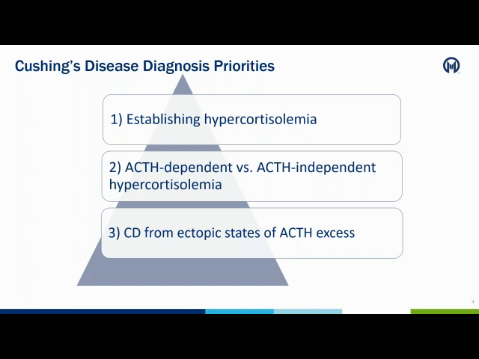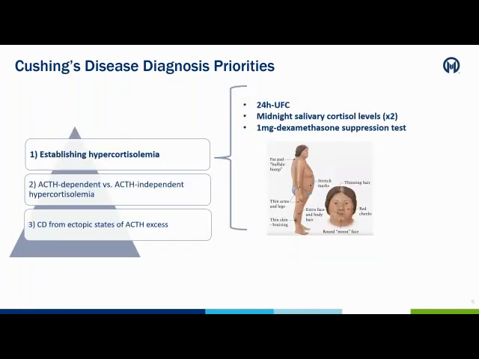And then the third part in this sequence is to differentiate these patients with Cushing's disease, which is production of ACTH coming from the pituitary gland, from ectopic states of ACTH secretion, meaning the ACTH being secreted by other tumors in other parts of the body.